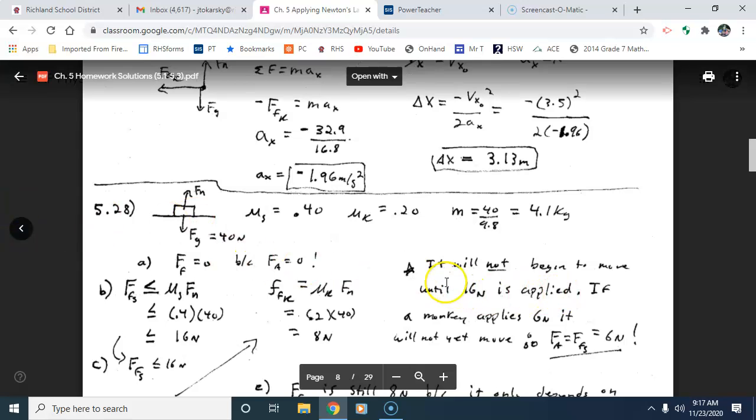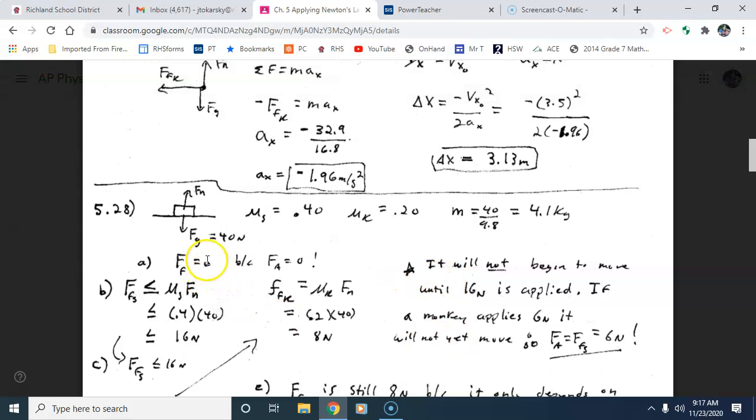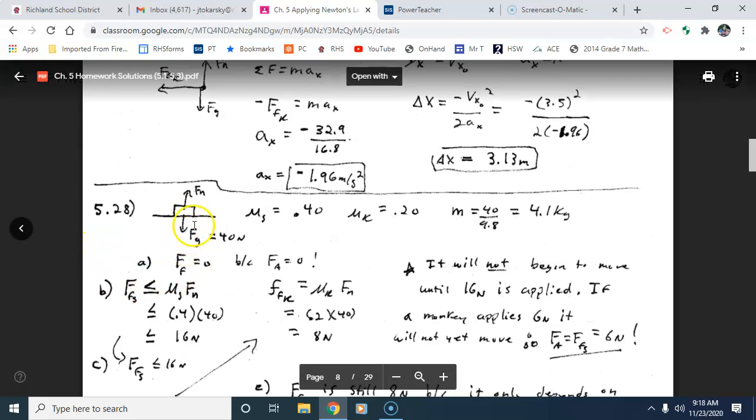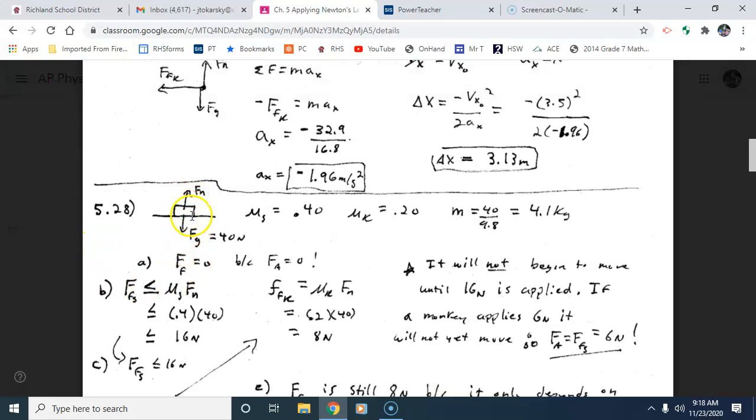So for part A, it has to be 0. Because if something's not sliding or trying to slide, there's no friction. So if those were the only two forces on it, like it says to begin, then none of those mu values even apply. There's no friction as long as it's on a flat surface. Does that make sense? Okay.